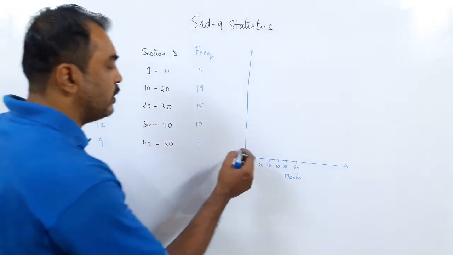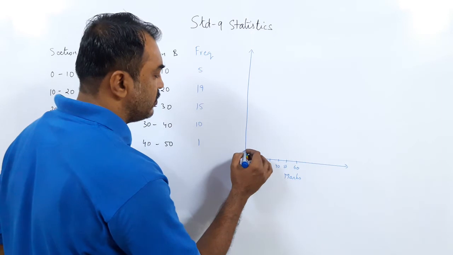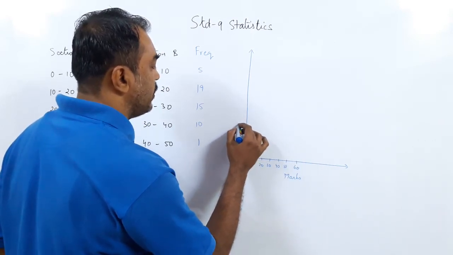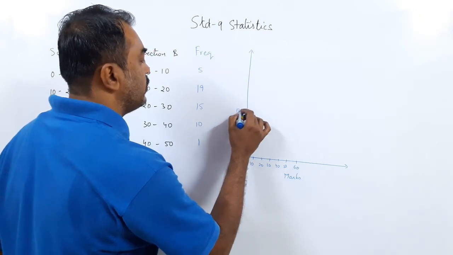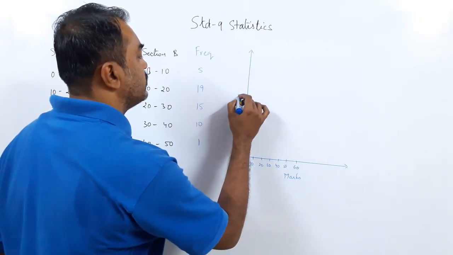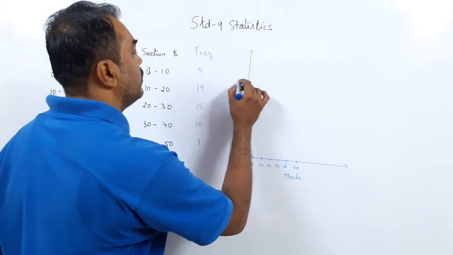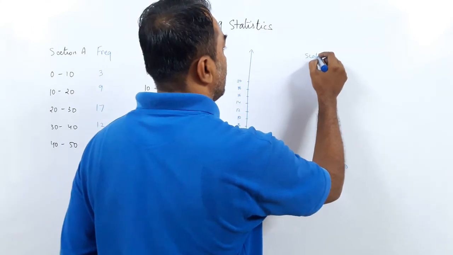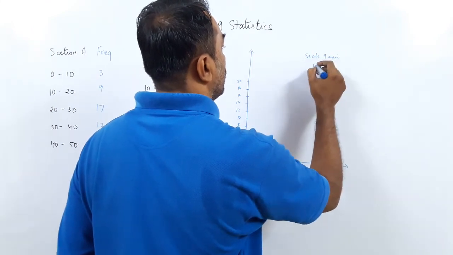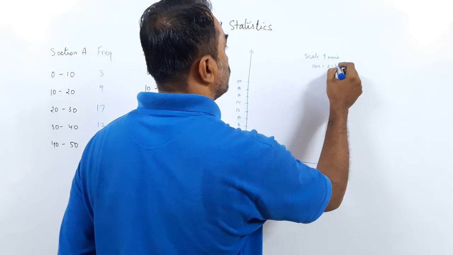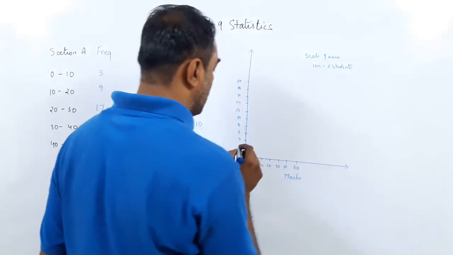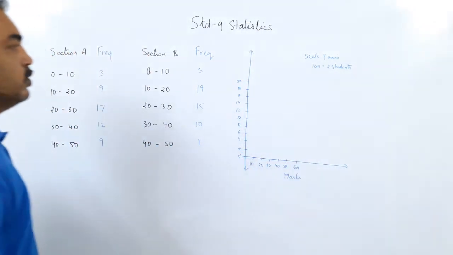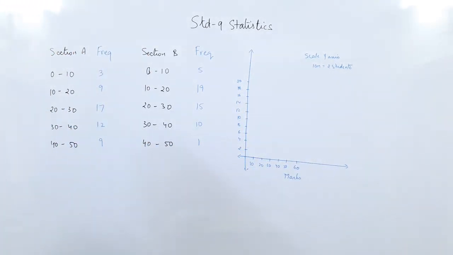So you can even write 1, 2, 3, 4 or 2, 4, whatever. I'll write this in 2, 4, 6, 8, 10, 12, 14, 16, 18, 20. So you can write with 1 or 2, whatever. So what is the scale here? Scale y-axis 1 centimeter equal to 2 students. So 1 centimeter I have taken 2 students. You can take 1, the choice lies with you. If it is not mentioned, then you can take whatever you want.